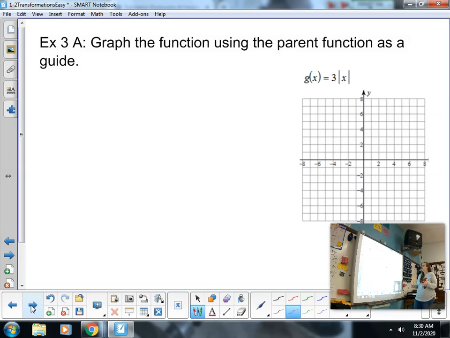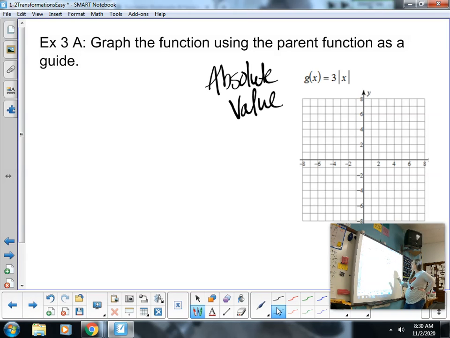Okay, now we're going to look at dilations. So we are going to graph this function using the parent function as a guide. So again, we want to look at the equation here. I have these bars, which means I'm dealing with an absolute value. So the absolute value, the ordered pairs that we use to graph those are negative 2, 2, negative 1, 1, 0, 0, 1, 1, and 2, 2. And that'll give us our nice V shape there.